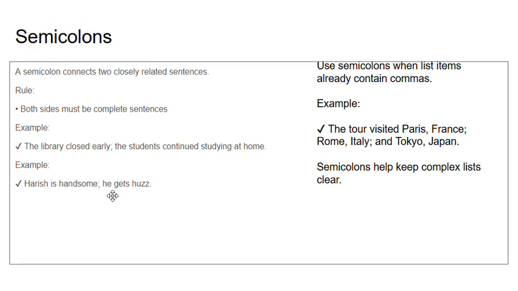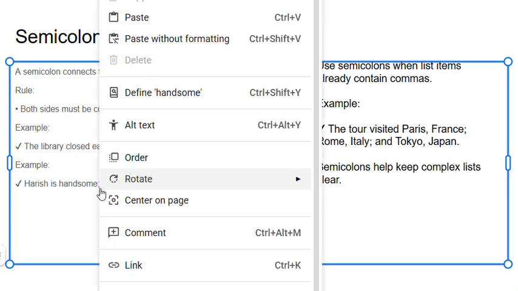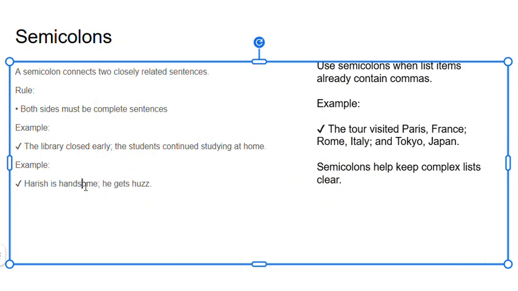Notice how in this example, if I put a period here and change that, it also works, okay? Or if I put a comma fanboy, it also works. Harish is handsome, so he gets Huz. Makes sense, right? Completely correct and true. Okay, anyways.